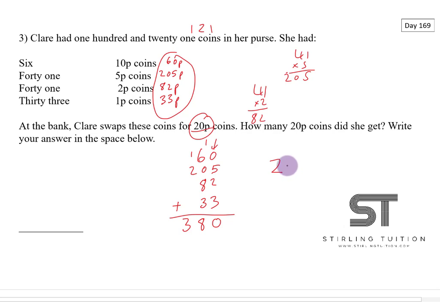So simple division, we're going to do 20 into 380. And then to make this easier, they both end in 0, so I can do an equivalent division here. Divide this by 10 and divide this by 10. 2 into 3 goes once, carry my 1, 2 into 18 goes 9. So there will be 19 20p coins that Claire would get if she exchanged them for all the coins she's got in her purse.